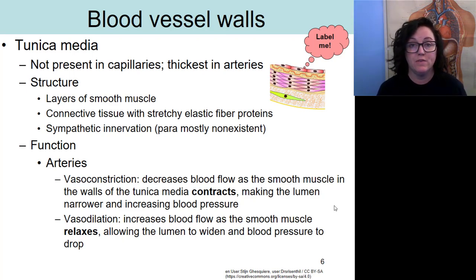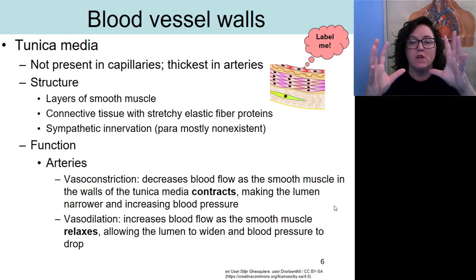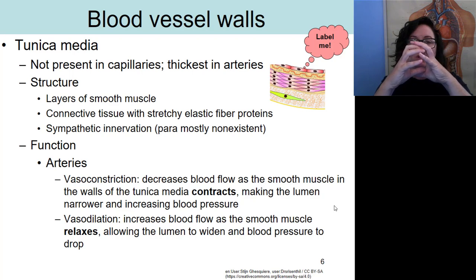Because capillaries don't have tunica media, and because the veins' tunica media is not highly developed, we're going to concentrate on the function of the tunica media in arteries. So remember, this is muscle tissue, so it can contract and relax. The fancy name for contraction of this tissue is called vasoconstriction, and the relaxation is called vasodilation. When vasoconstriction occurs and the smooth muscle contracts, the lumen of the artery gets smaller. When vasodilation occurs, the lumen of the artery gets bigger.